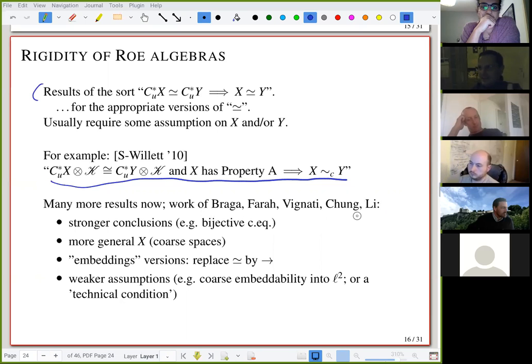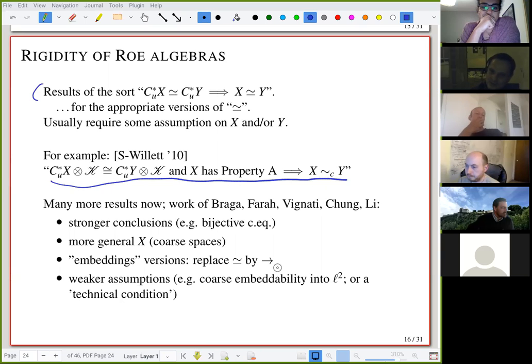And I mean, they get better versions of this in a few ways. So one is that they get stronger conclusions. For example, instead of just having a coarse equivalence, they get a bijective coarse equivalence, so you actually match up the points. There are now results apparently for more general X, so not just metric spaces, but coarse spaces. Not in general, you have to assume something about the coarse structure, but in a sense, much more general than metric spaces.